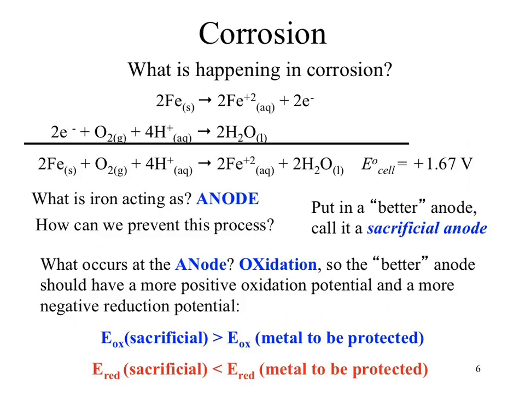More positive. Okay? Typically, though, we don't report things as oxidation potentials. We report them as reduction potentials. So the other thing that we could look at is, instead of looking at the oxidation potential, look to a table or a reduction table. And what we want to see is that the reduction cell potential or our reduction potential for the sacrificial anode be less than the metal protected. Why less than? Because when we flip it, it'll become more positive. Okay? Kind of makes sense?